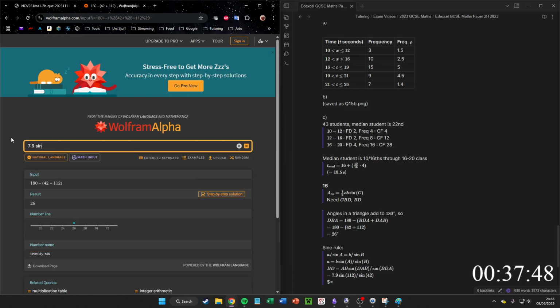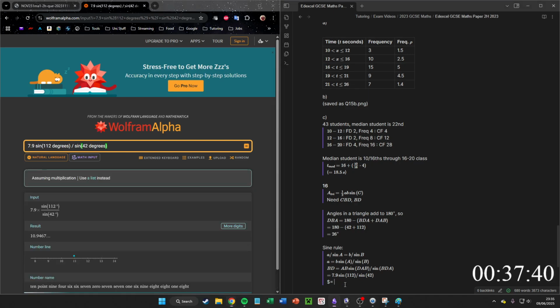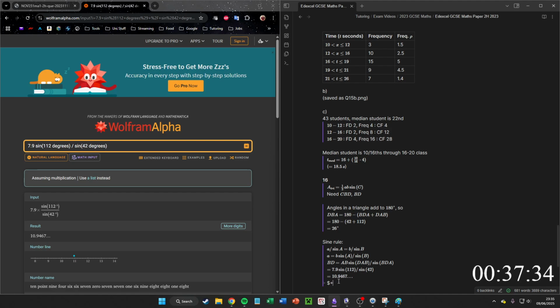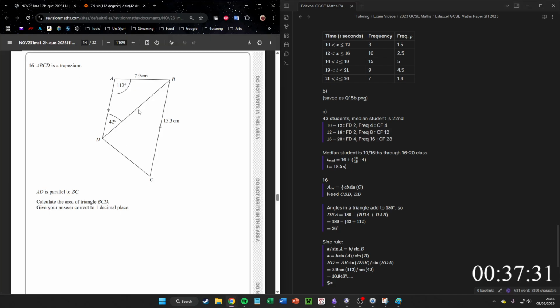I can put this all now into my scientific calculator. I'm going to make sure to do this in your exam as well: specify that you're talking about degrees, and make sure that's the setting you've got on your calculator. 10.9467 is probably enough detail to get this worked out. That makes sense that it's smaller than this but bigger than this, so that's all fine.